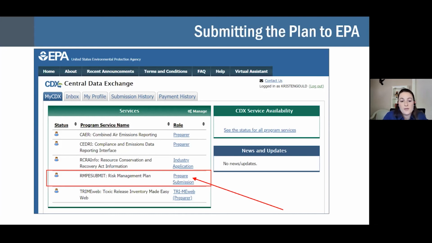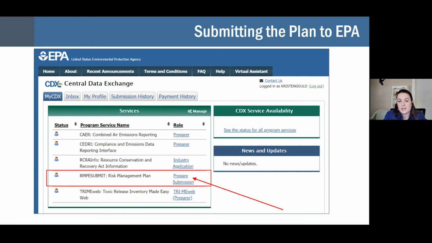As part of the submittal, you need to enter facility information, the toxic chemical information, the results of the offsite consequence analysis, and details from program 1, 2, or 3 prevention programs, depending on what applies. So everything that I spoke about up until this point gets pulled into the submittal, which goes to EPA.